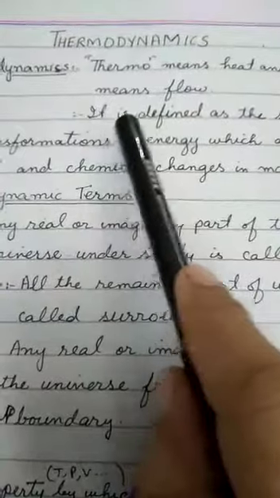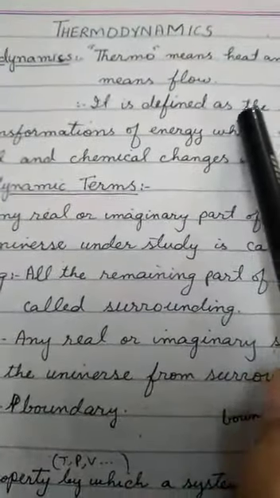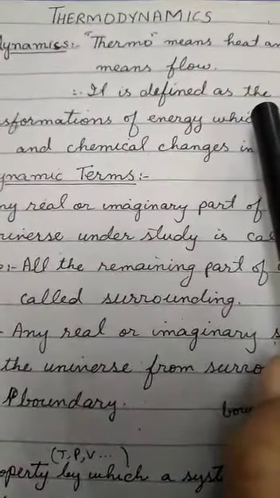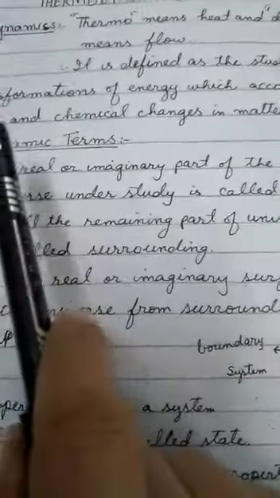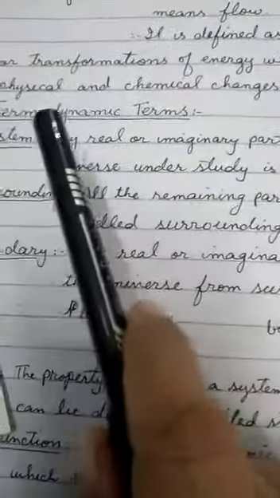The first term is thermodynamics. Thermo means heat and dynamic means flow. So it is defined as the study of the changes of energy which are carried out during the physical and the chemical reactions.